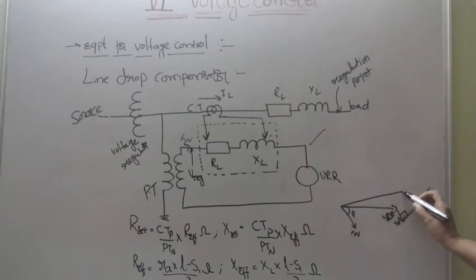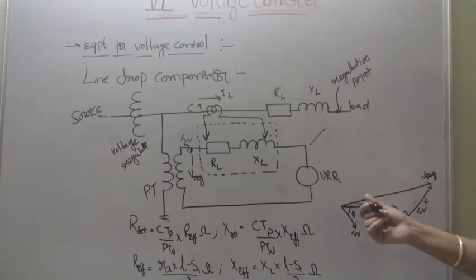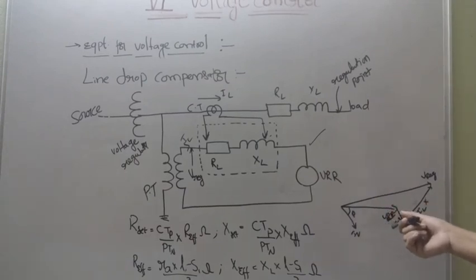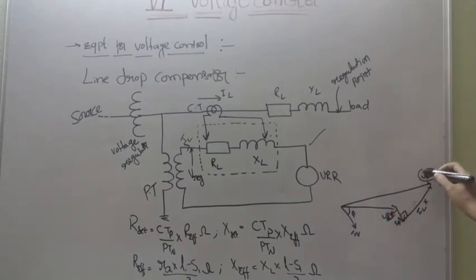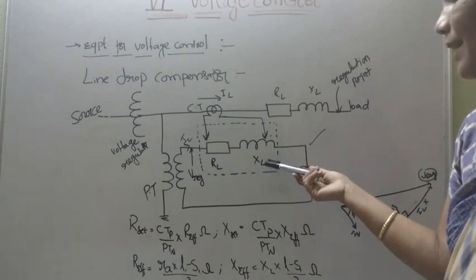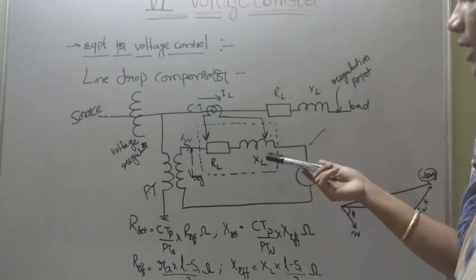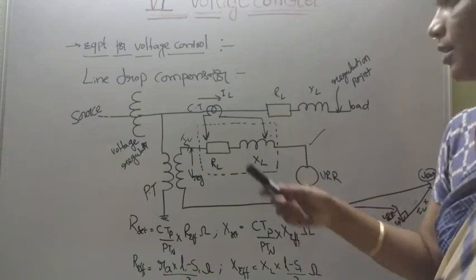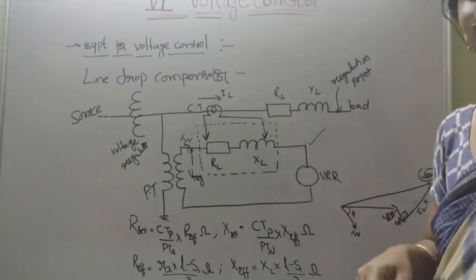So this is your voltage regulation. By this phasor diagram, we can also calculate the value of V regulation. By changing the resistance and inductive dial settings, we can improve the regulation also. That means we maintain the voltage constant on that line. Okay, thank you.